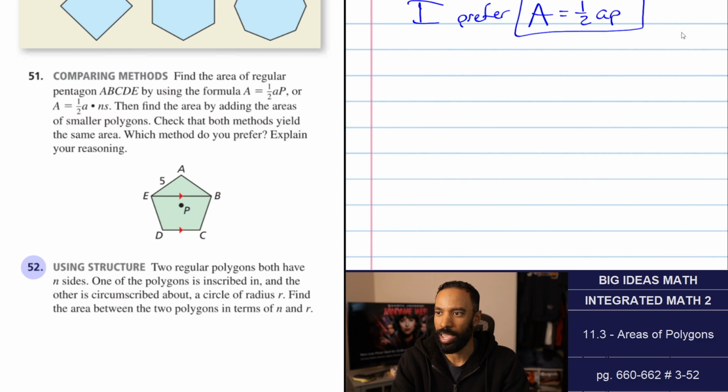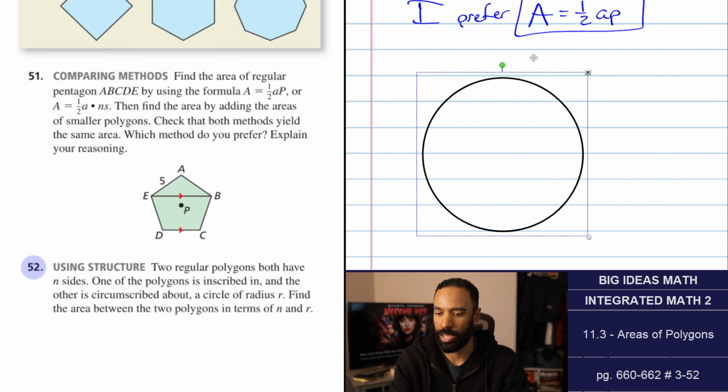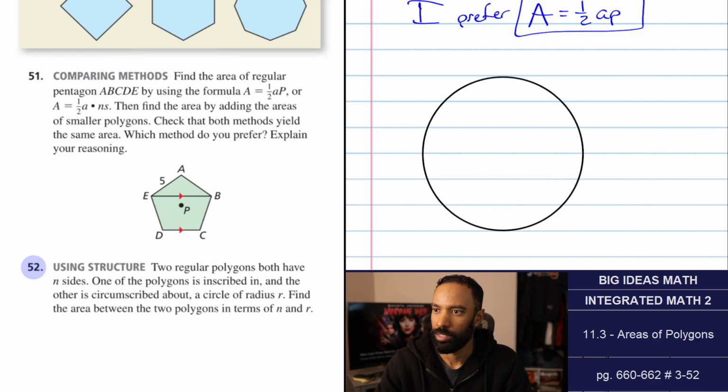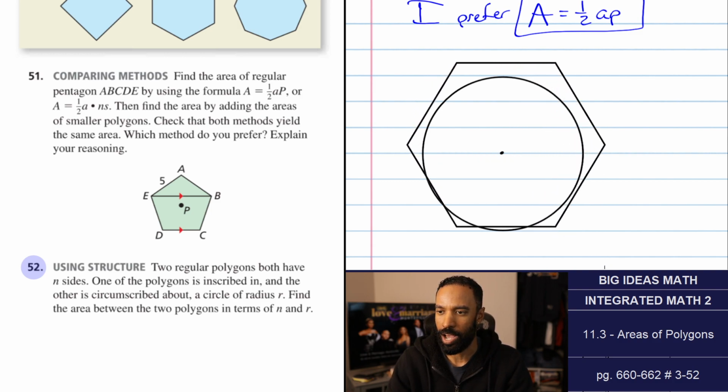So let's draw a circle with a center. And I'm going to make up a polygon. Let's do like a hexagon. It doesn't matter what the shape is. I just need to draw something that looks inscribed and circumscribed so we can make sense of what it is we're talking about.